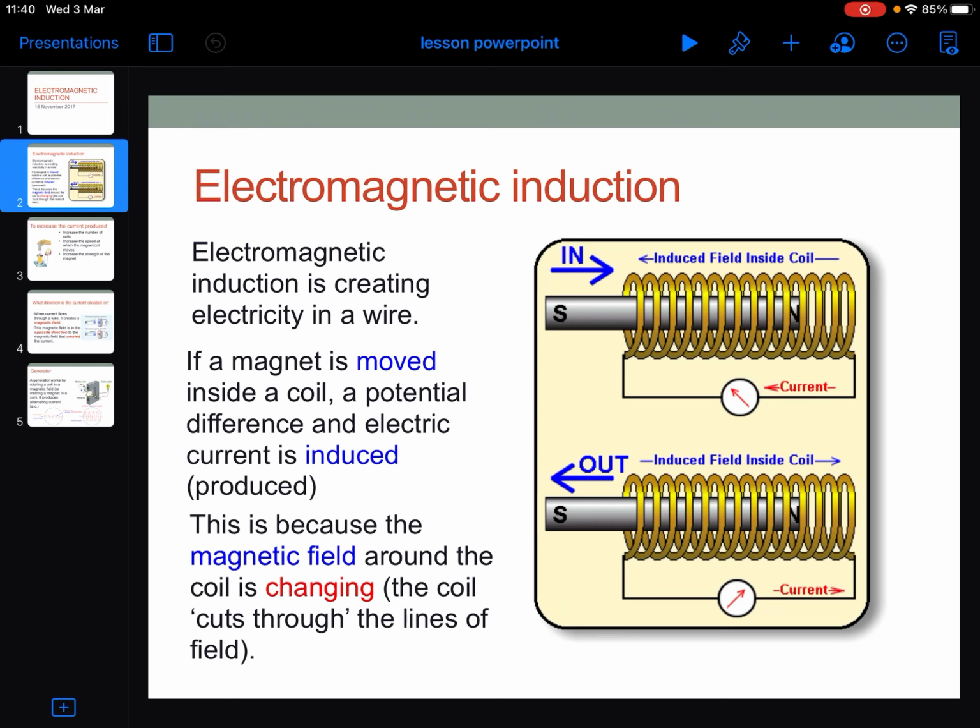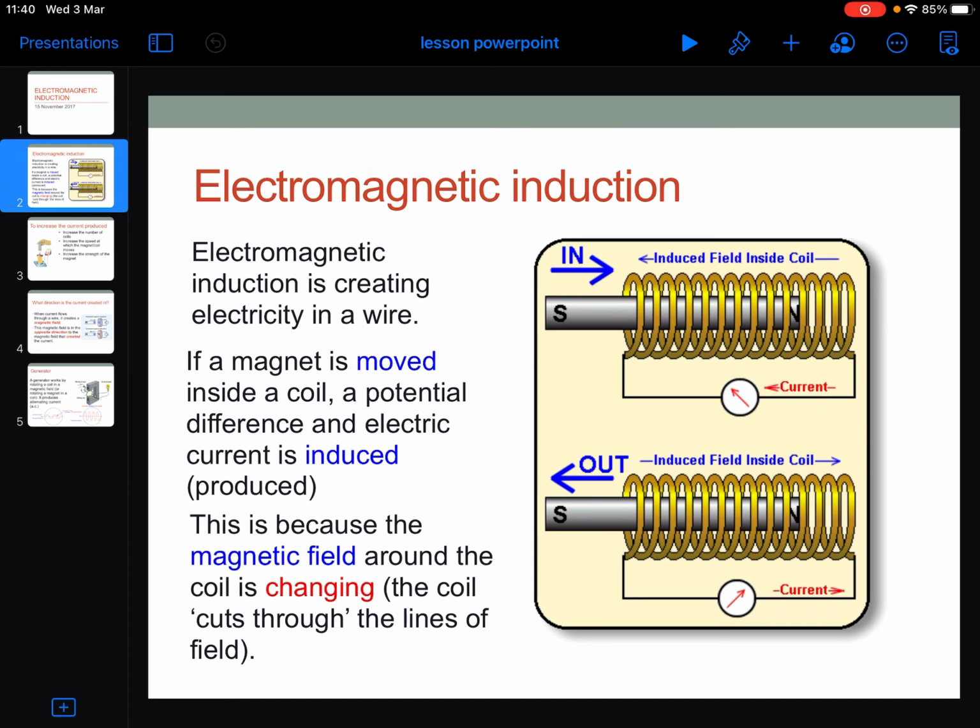Now, if you can please have a little look at the diagram on the right. I know it's a pain, but if you could try and draw that, that would be fabulous. You have a coil with a magnet being pushed inside at the top, and you can see that a current is being created. That's like a little ammeter, just trying to show you that a current is being created in a certain direction.